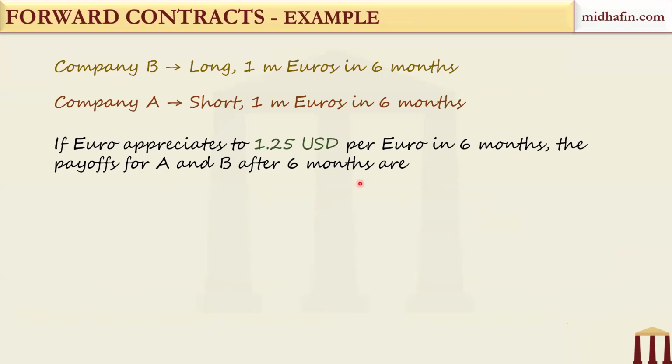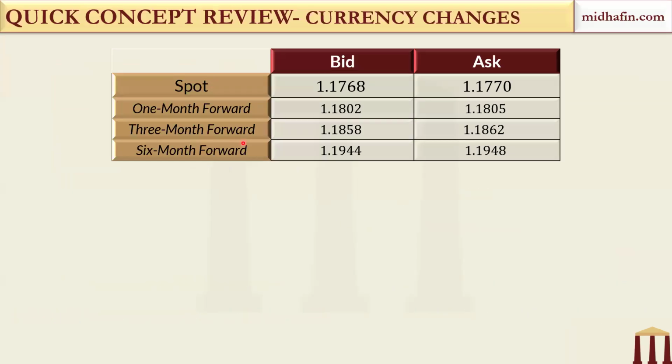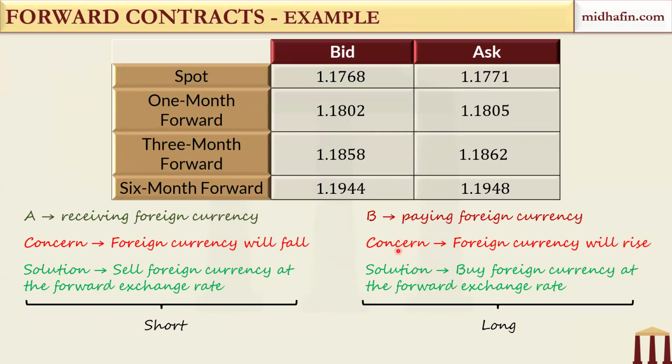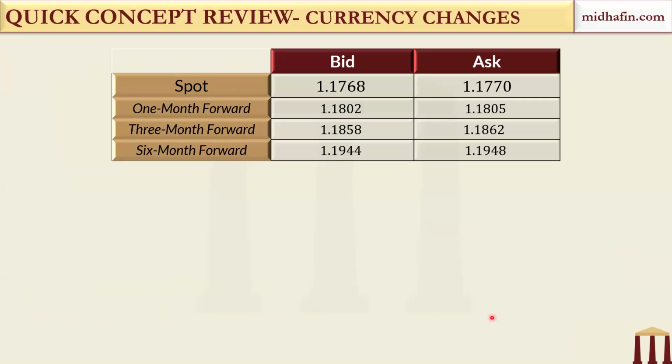Okay. So what will be the payoff for A and B after 6 months? Remember, B is going long because this was the concern for B. So if B is going long, can you tell me whether we are concerned with bid rates or ask rates for B? Ask, ask. Very good. Because this is the buying price for B and this is the selling price. So since B is going long, we'll consider the buying price.